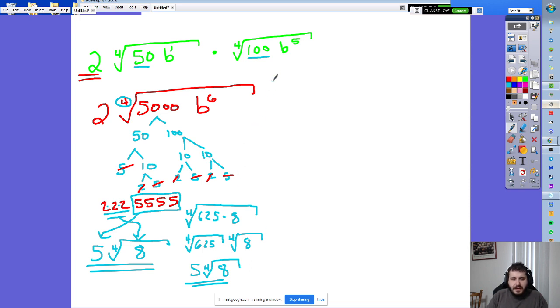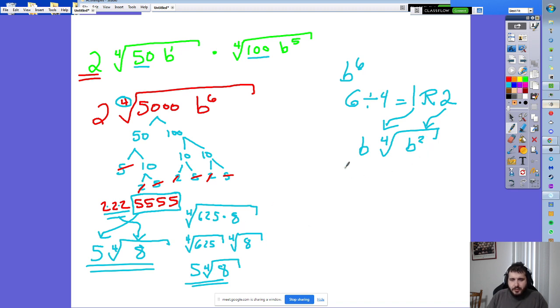So we did that. Now we can do the letters. So we got b to the 6, and I need to divide that by 4, right? Because it's a 4th root. 6 divided by 4 gives us 1, remainder 2. So once again, this is how many are on the outside. And then this is how many are on the inside.